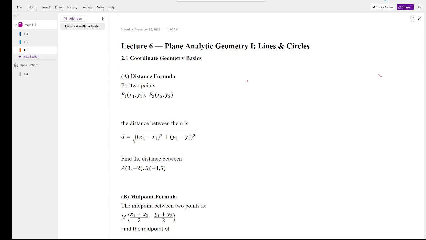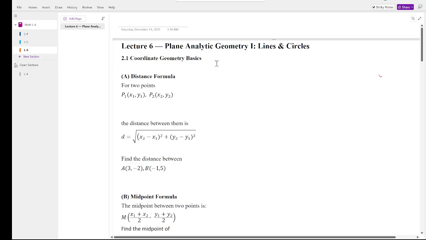We all know about Cartesian coordinates, like (x, y).